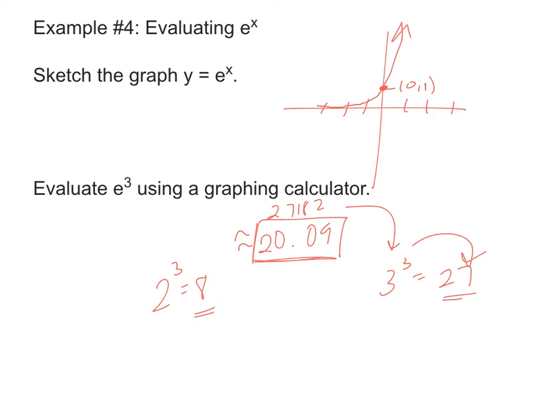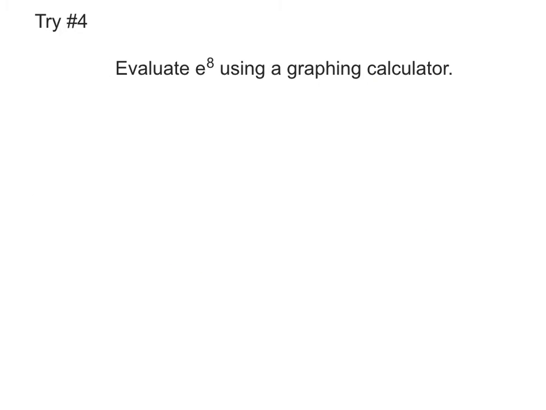All right, let's go ahead and do the try. Very simple. On the try, all we're doing is typing this into the calculator. So when you type in e, the caret symbol, and 8, e to the 8th power is about 2,980.96, because again, we should be rounding to the nearest hundredth.